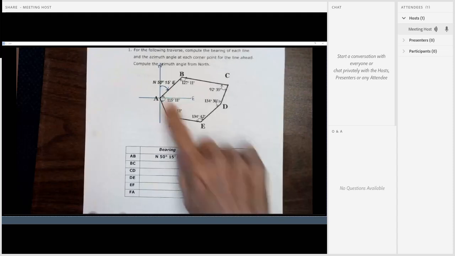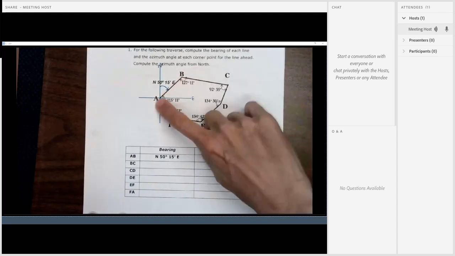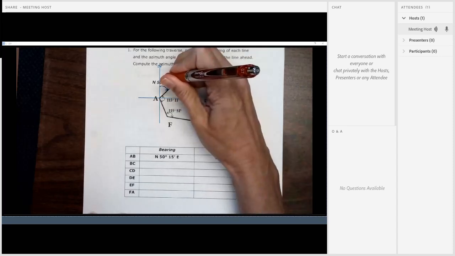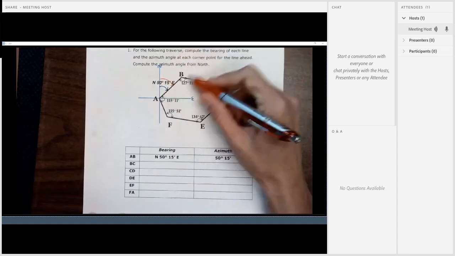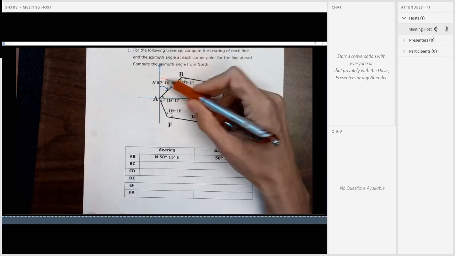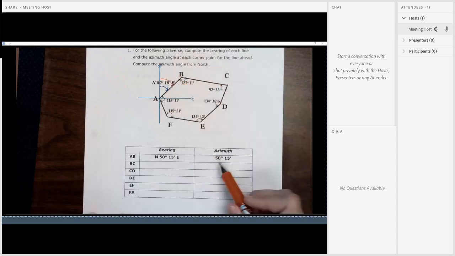So again, given to me. Also, I'm curious about the azimuth formed by this line AB, and that is going to have that same measurement. Remember, azimuths are always measured from the north and then going down to the line, and clockwise. So in this case, that measurement is the same as the bearing. It's that 50 degrees and 15 minutes. So done with line AB. We'll move over to line BC next and figure out what its bearing and azimuth is.